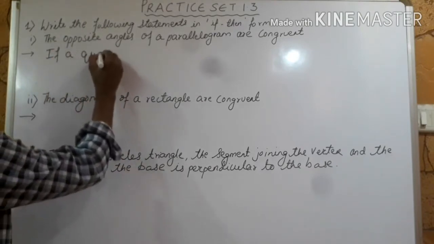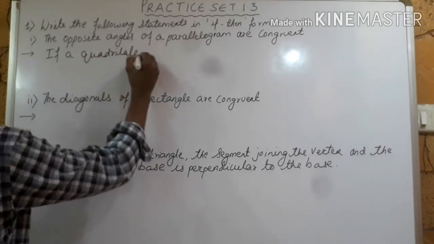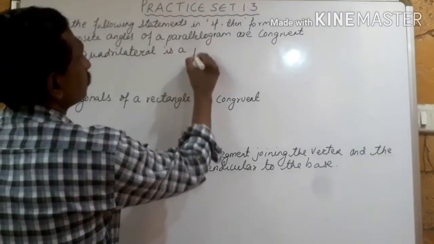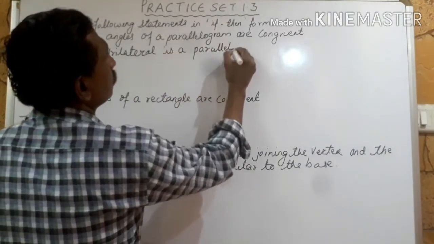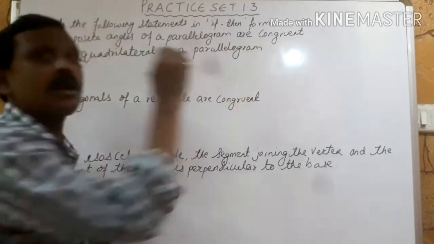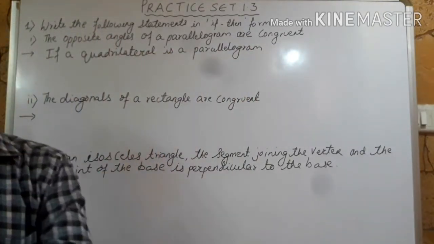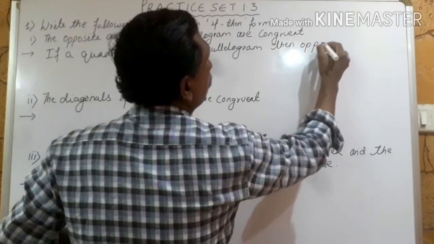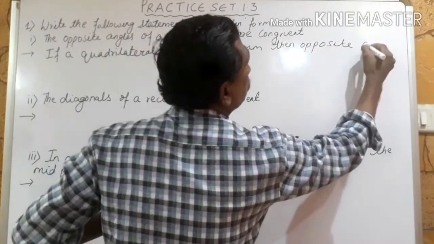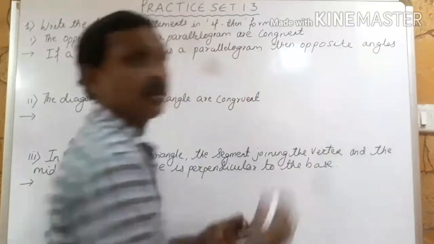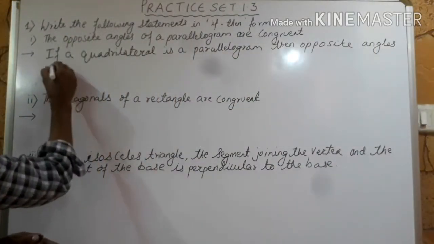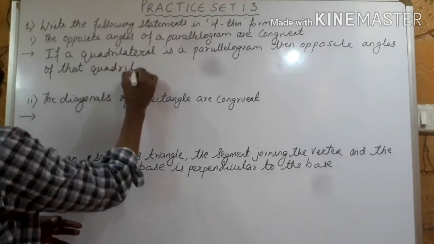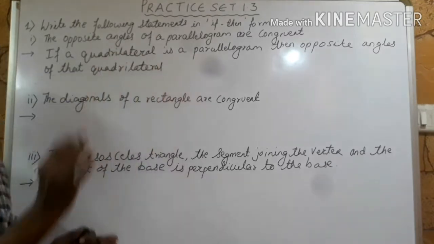If a quadrilateral is a parallelogram, then opposite angles of that quadrilateral are congruent.